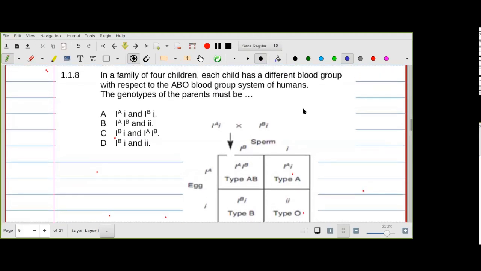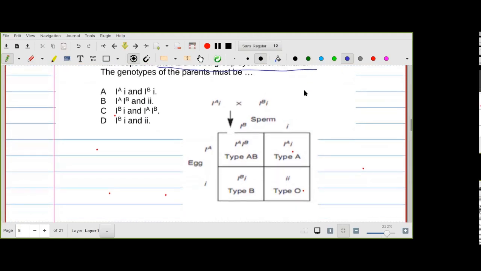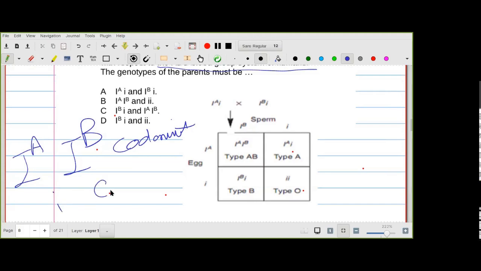1.1.8. In a family of four children, each child has a different blood group. With respect to the ABO blood group system for humans, the genotypes of the parents, and now I must remember how I'm going to get my blood groups here. In blood groups, I've got three distinctive blood groups, but they're controlled by different genes, and two of these genes are completely dominant over the other one, but co-dominant with regards to one another. So IA and IB are co-dominant, but they are completely dominant over the recessive i gene. The i gene gives you the O, the A gene gives you A, and of course the B gene gives you B.